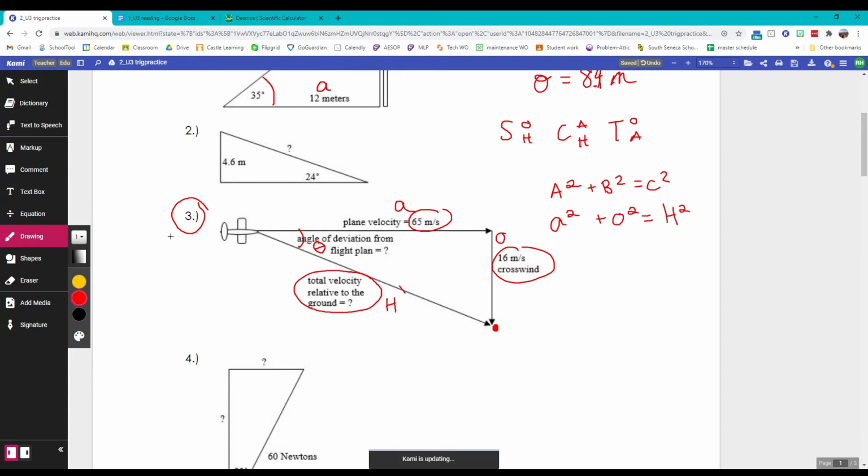It's really important, because if you try and solve for it the other way, it's not going to work. This is always the longest side. It's always c, and you know that because it's opposite the right angle. So this should be pretty easy to solve.